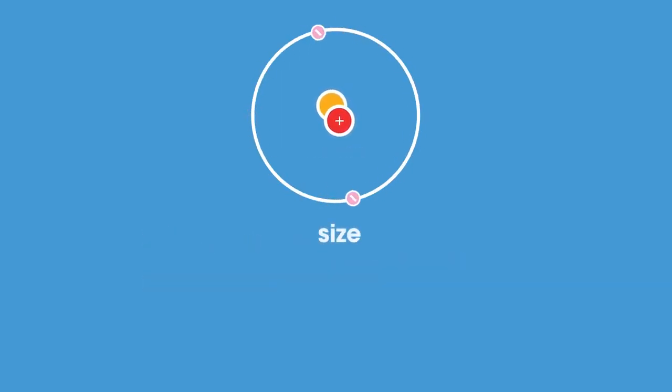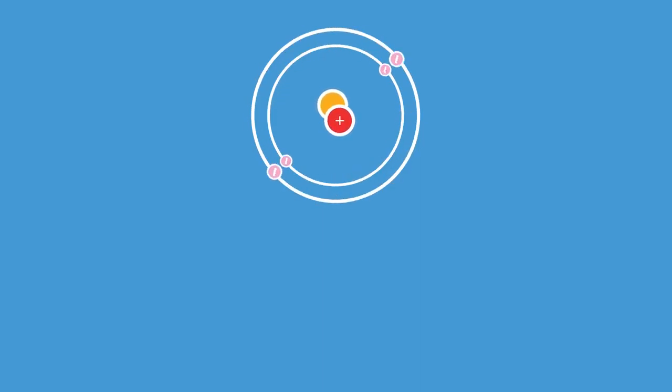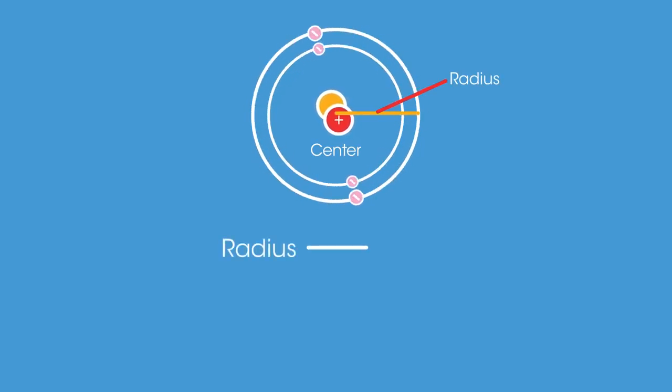Let's talk about its size. One way to describe the size of an atom is its radius. The radius of an atom is the distance from its center, where its nucleus is, to the outermost shell of electrons. The radius of an atom is typically 10 to the power -10 meters, which is very small.